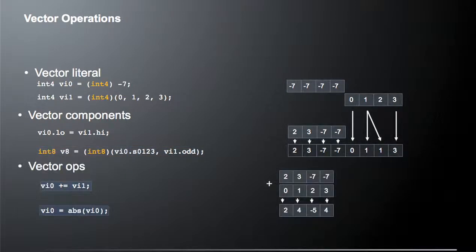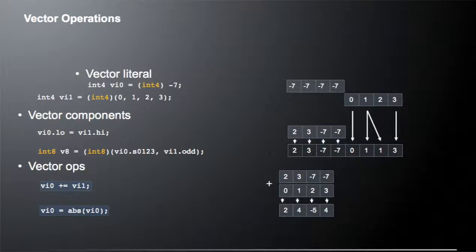There are also vector mathematical operations. In this case, we're going to demonstrate how you can do the plus equals operator. We have vi0 plus equals vi1. We're going to take 2, 3, -7, -7, which is our first vector, and add to it 0, 1, 2, 3, our second vector. At the end, what we're going to be storing in the resultant vi0 will be 2, 4, -5, and 4. So we've just taken vi0, added to it vi1, and stored it back into vi0. That's one example of a mathematical operation.